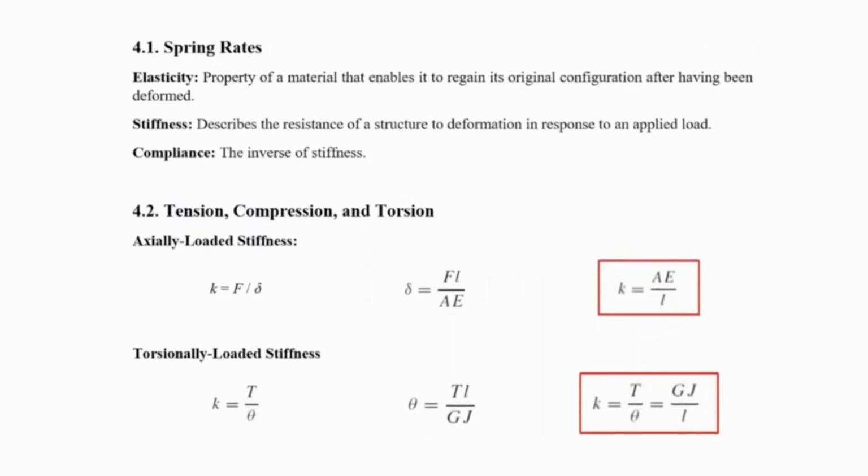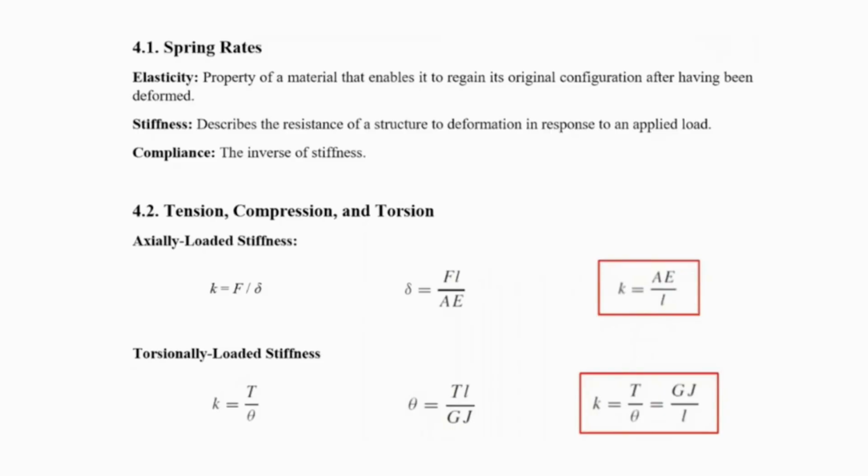A material's ability to return to its original shape after the deformation is known as elasticity. And the spring is a mechanical component that produces force when it is deformed. If you recall, the spring constant, which is also known as stiffness, is equal to the ratio of applied force to the deflection or the deformation. What is the meaning of stiffness? The stiffness represents the resistance of a structure to deformation as a response to an applied load.